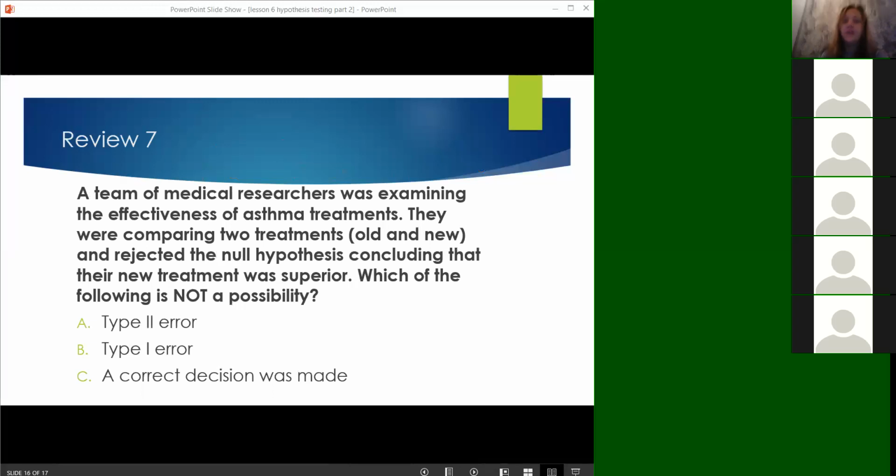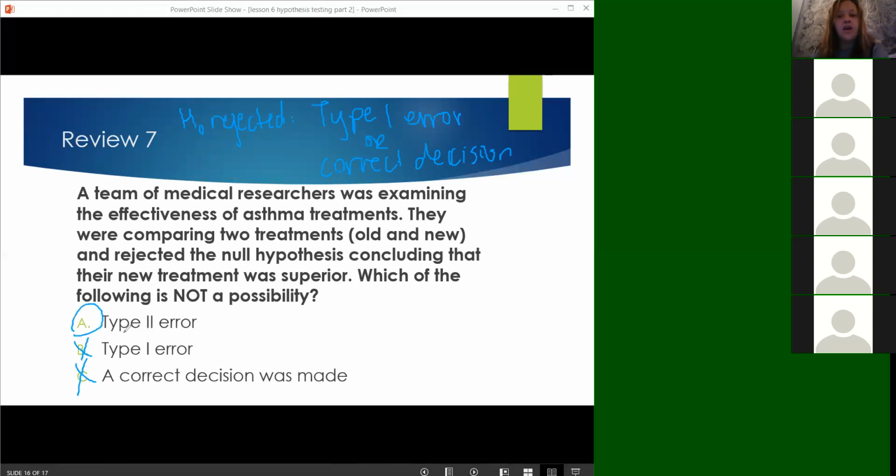All right, great job. So definitely our answer is A here, because if we reject our null hypothesis, then our two options are either that we made a type 1 error, or we made a correct decision. That's why we can cancel out B and C, because it says what's not a possibility. B and C are both possibilities.